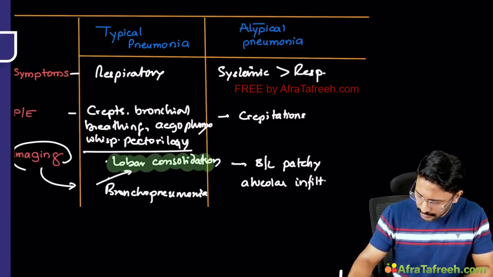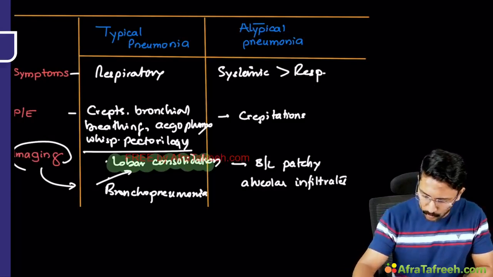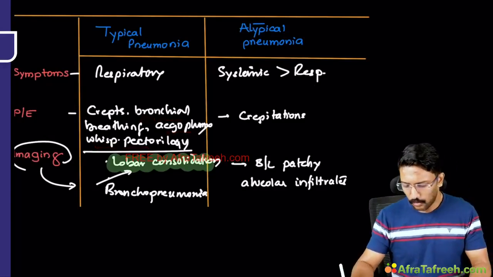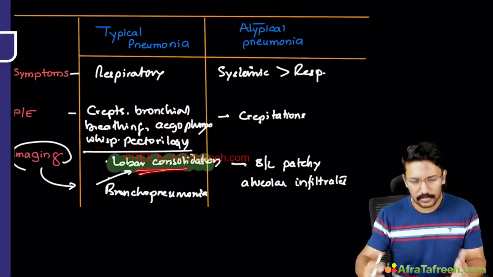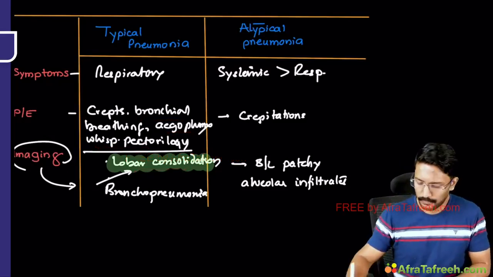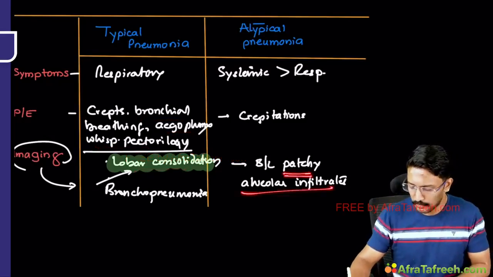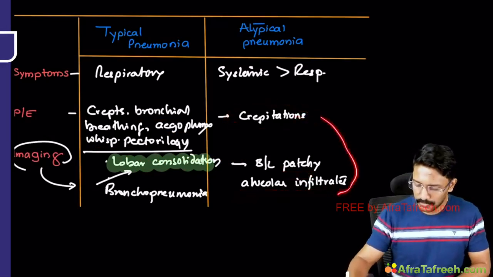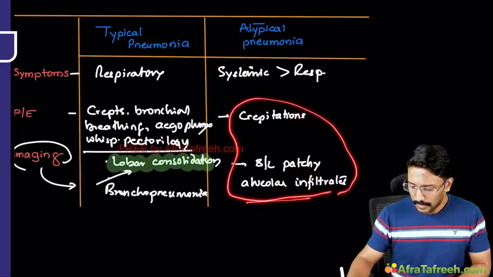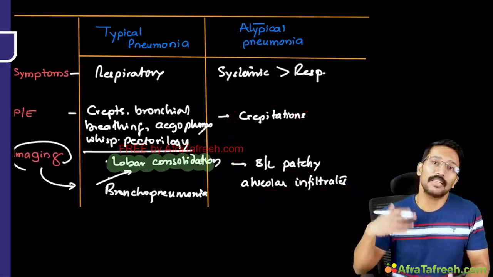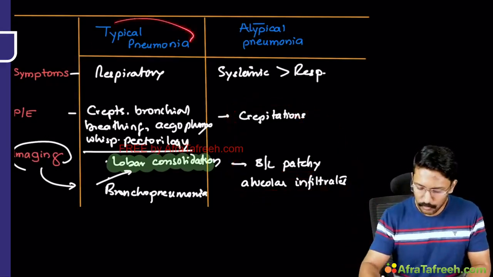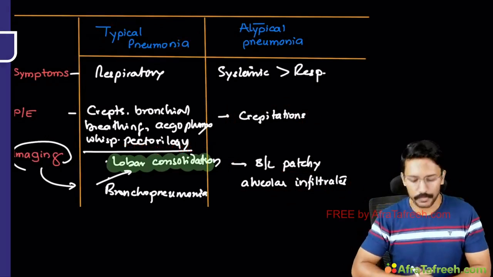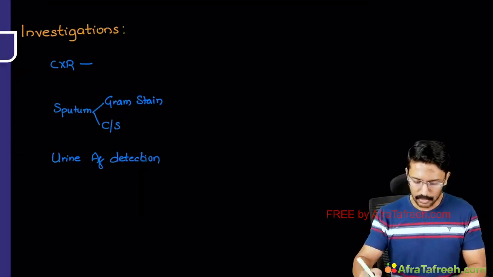So all these dramatic findings that we spoke about, like bronchial breathing, egophony, whispering pectoriloquy, all of that is typically seen when there is extensive lobar consolidation. When there is patchy alveolar infiltrates, you will not be able to see that. That's why you will only see crepitations. So obviously in these patients, the physical findings will be so less in comparison to their symptoms. But in case of typical pneumonia, their symptoms and the physical findings kind of match. Okay, so this is typical versus atypical.